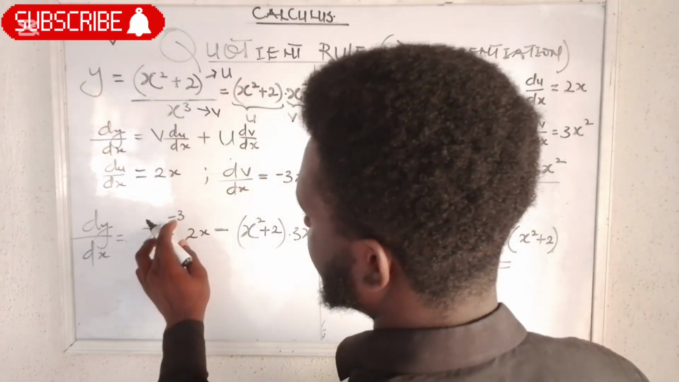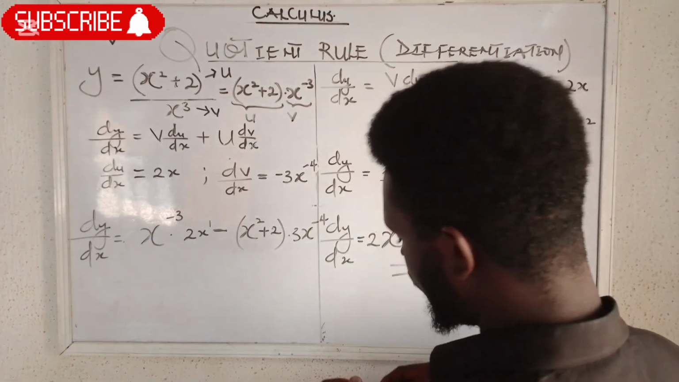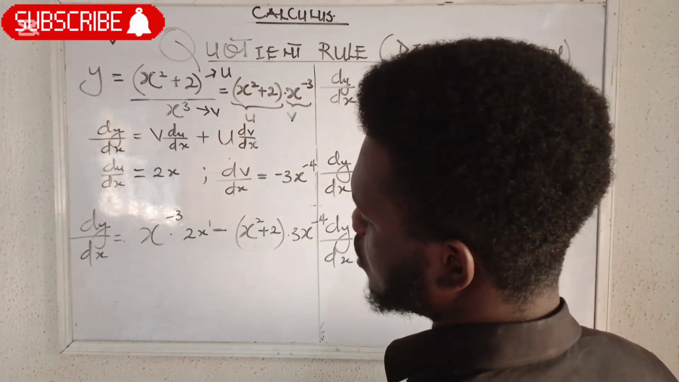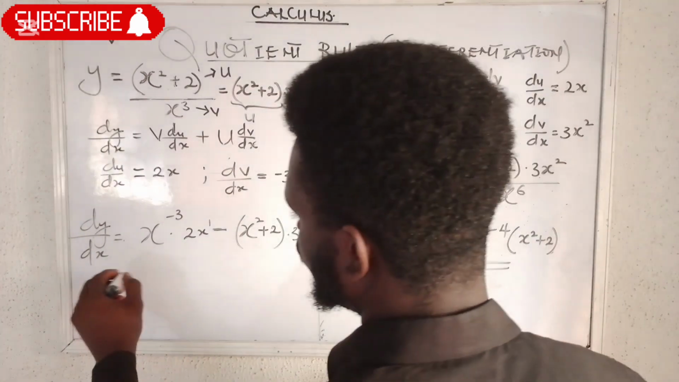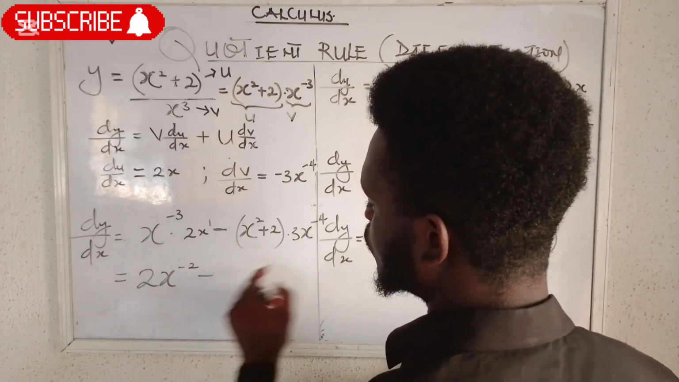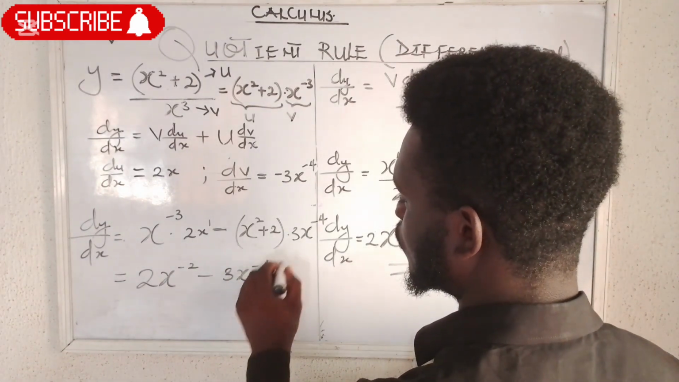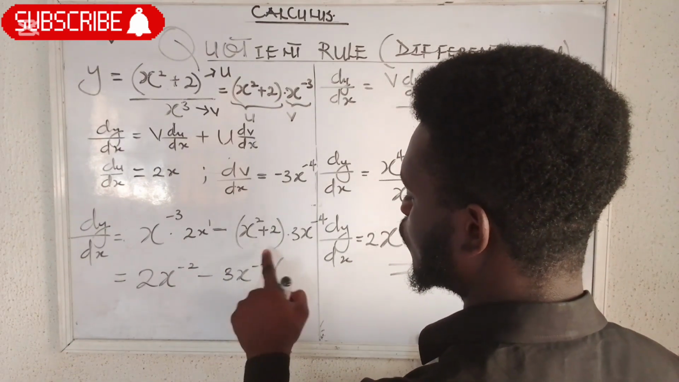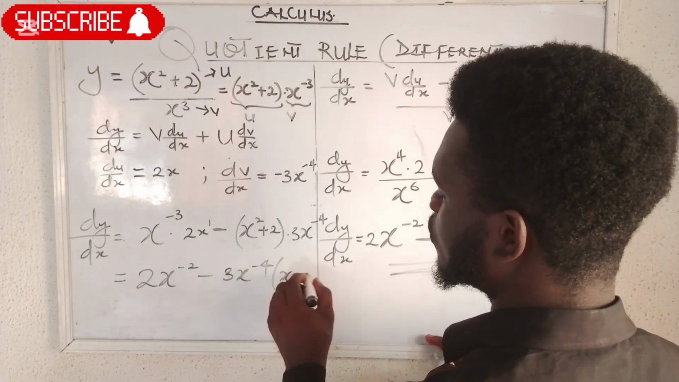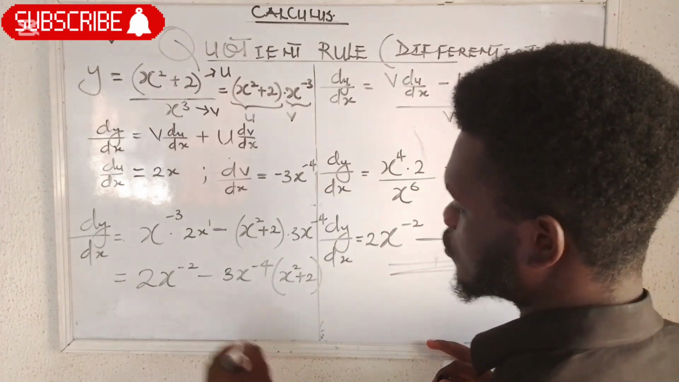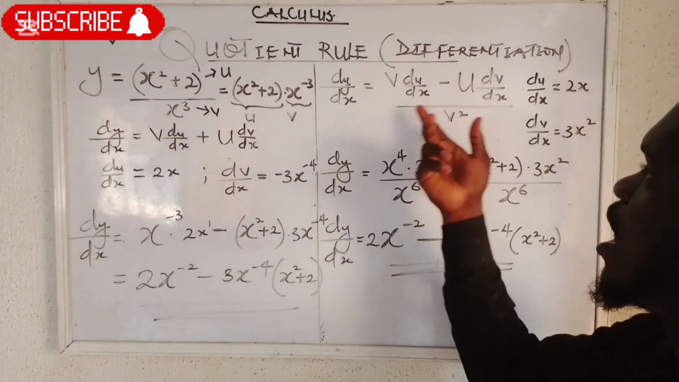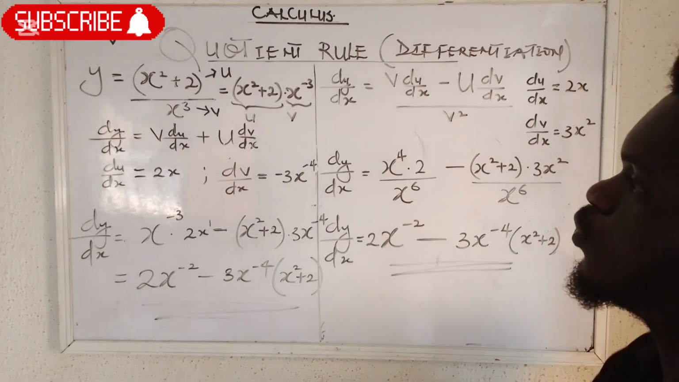So from here you can see that minus 3, this is 1. By the law of indices, x to the power of negative 3 times x to the power of 1 becomes x to the power of negative 2. So we have 2x to the power of minus 2, then minus 3x to the power of minus 4. Okay, this is 4, let me write properly: 4, and we have x squared plus 2. You can see the answer looks very much alike as the answer we got when we used the quotient rule.